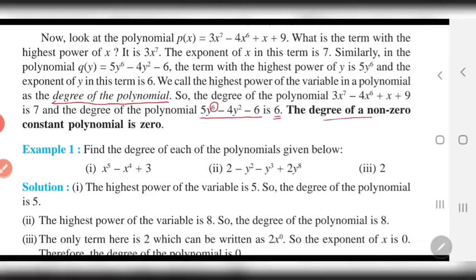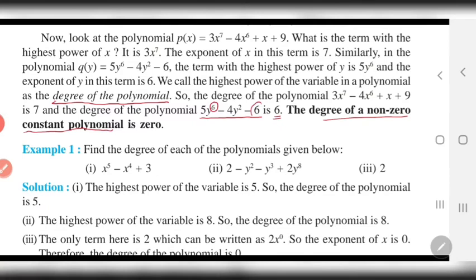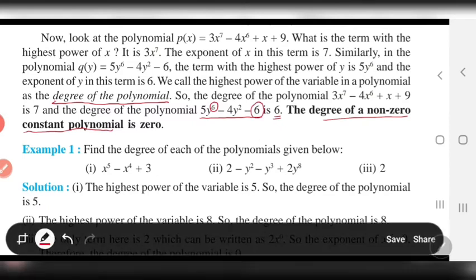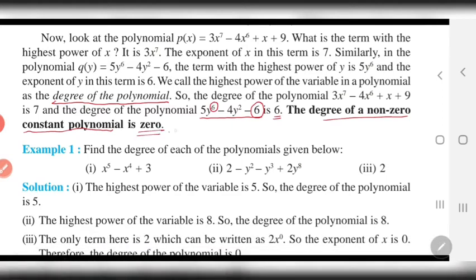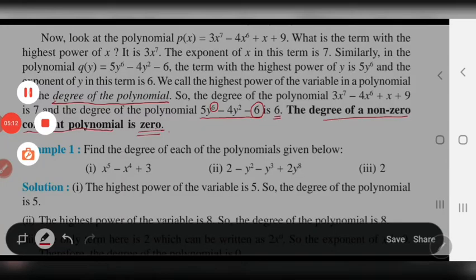The degree of a non-zero constant polynomial. So what is the degree of a non-zero constant polynomial? Now you see, in this case 6 is non-zero, correct? But it doesn't have any exponent and there is no variable also. So the answer will be 0. In that case the value would be 0. So therefore the degree of a non-zero constant polynomial is 0. Okay children?